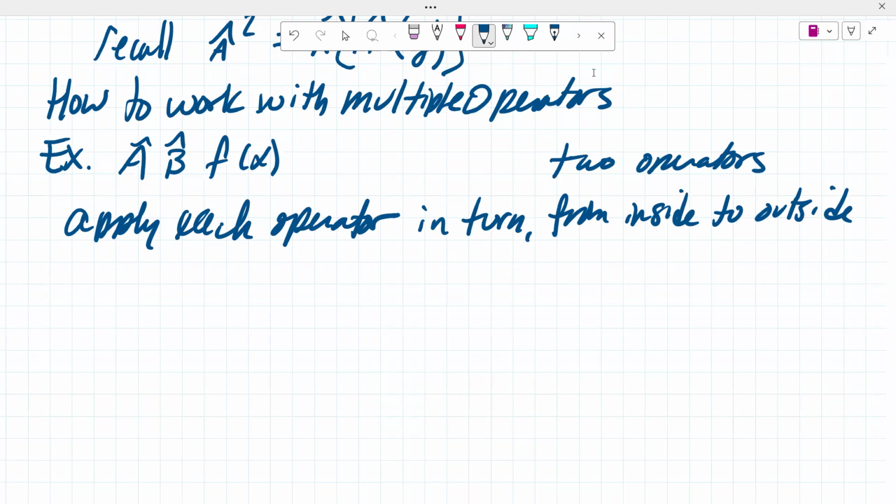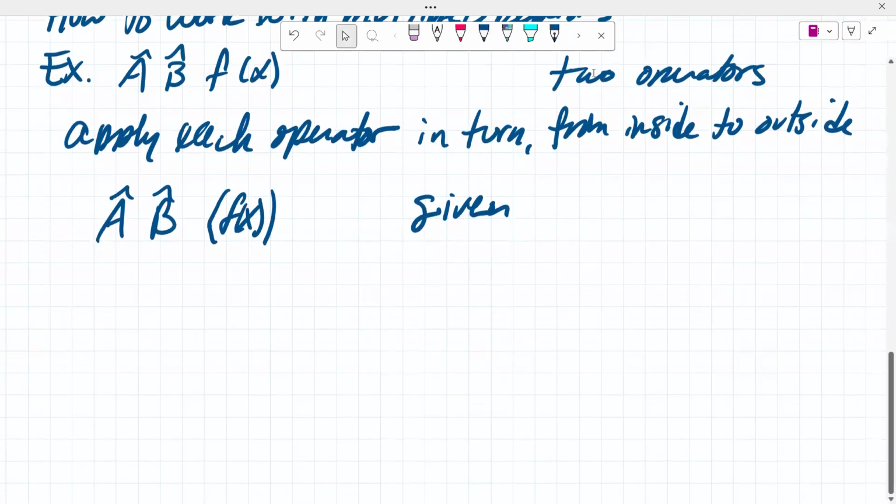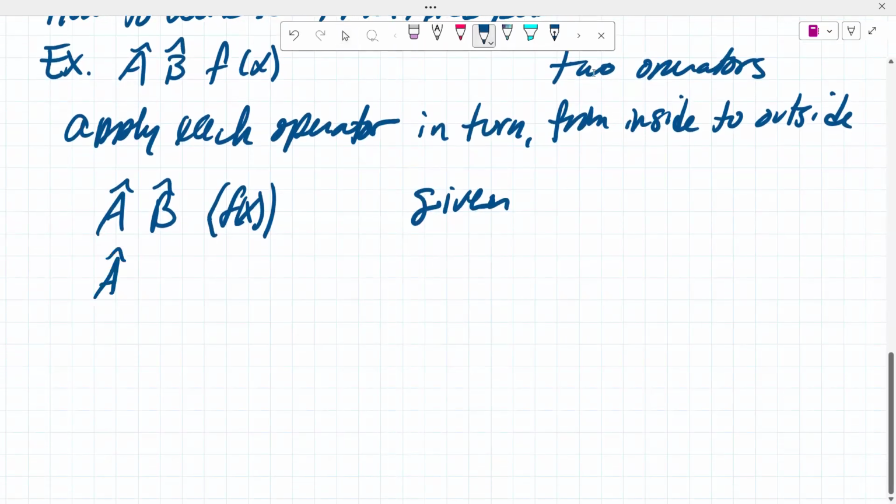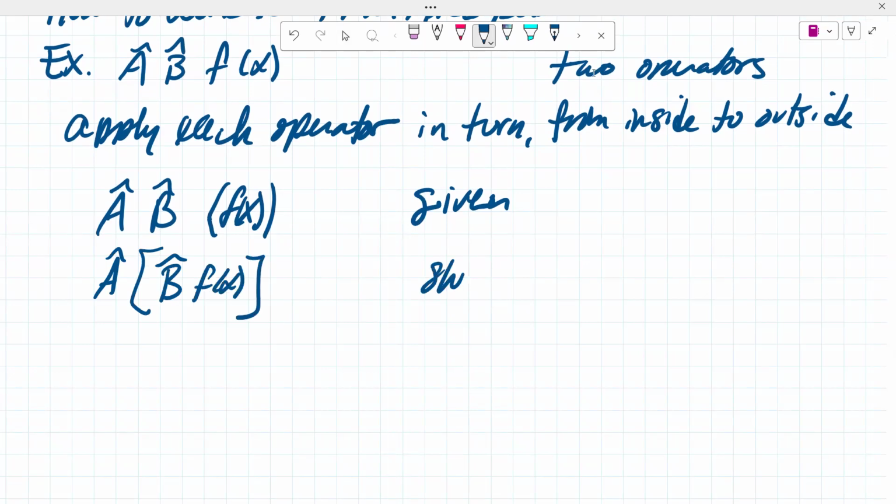I'm a little inconsistent about which side I put the notes on, so let me do it the same way as I have done it before. All right, so A hat B hat f of x is what's given. Now the question is how do you solve this thing? So now we're going to indicate the order. The way you're going to solve this is A hat will operate on the answer of B hat f of x. Okay, that shows the order.